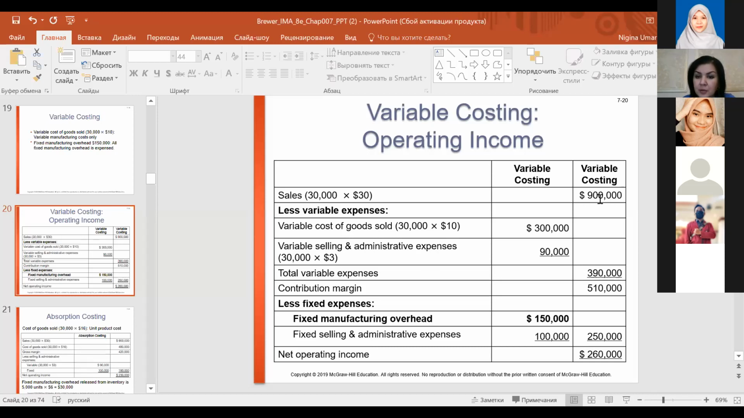We subtract this amount from the sales revenue, 900,000. And what is contribution margin? 510,000. Then from contribution margin, we subtract all fixed costs. Fixed manufacturing, 150, and fixed selling and administrative. Okay, and what is the net operating income? 260,000. Okay, just remember this. Net operating income, 260,000.